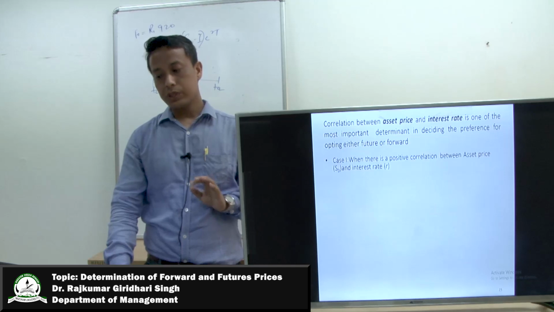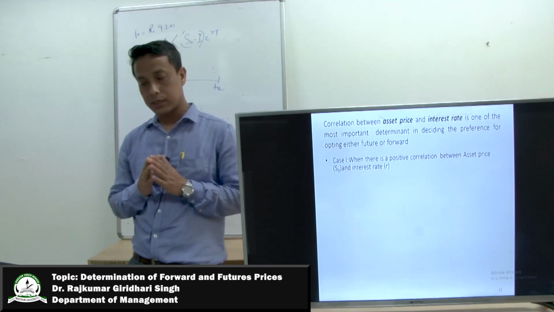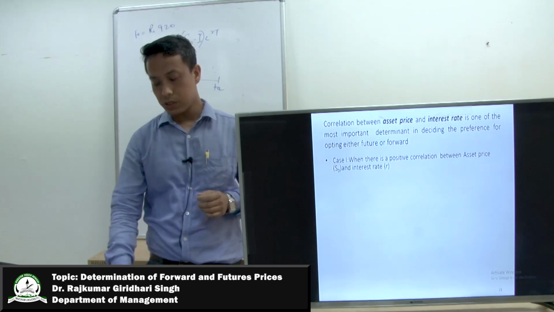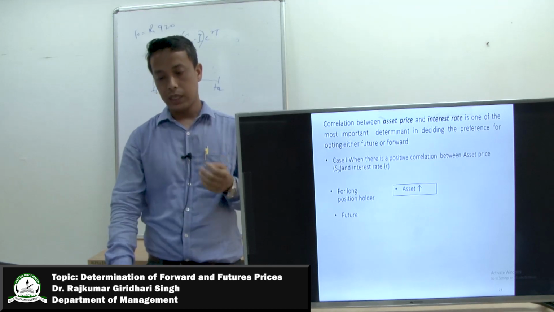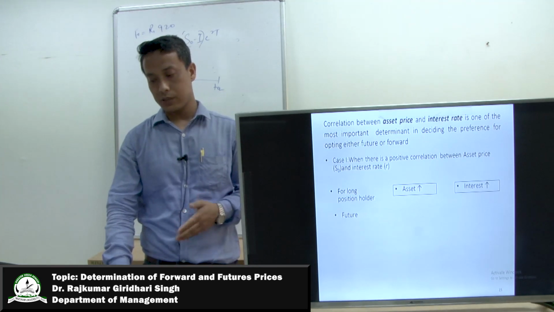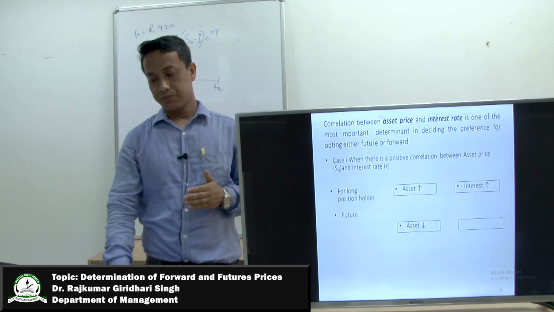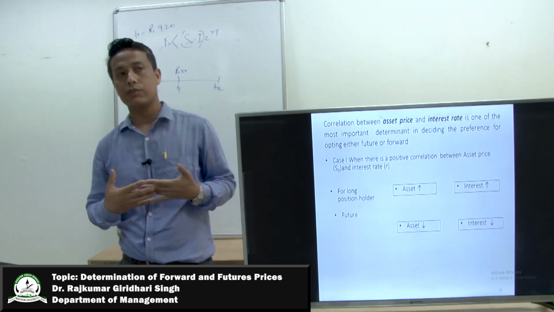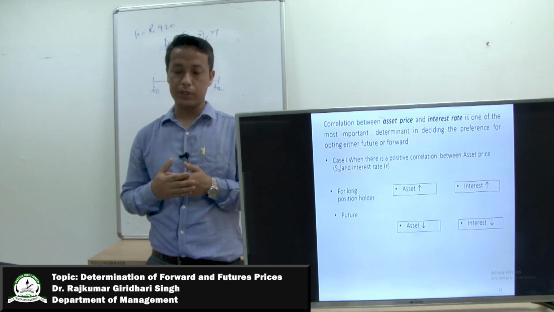Correlation between the asset and interest rate is one of the most important factors that decide whether to go for the future price or the forward price. So let's see when there's a positive correlation between the asset price and the interest rate, and assume that we are a long position holder. When asset prices rise, interest rates also rise. Similarly, when asset prices fall, interest rates also fall. Now you just assume yourself as a futures long position holder. As a long position holder, what happens?